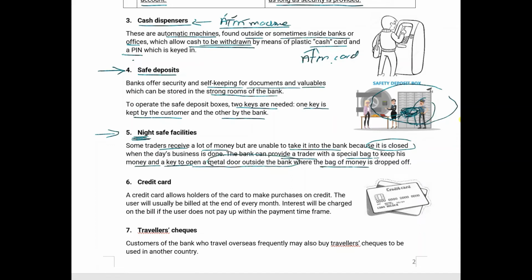This is where the bag of money is dropped. So even if the bank is already closed for the day, you have the key, you can still open the metal door of the bank, and then you just drop the bag of money into the bank. Then the next day they will take it and deposit it to your account for you.